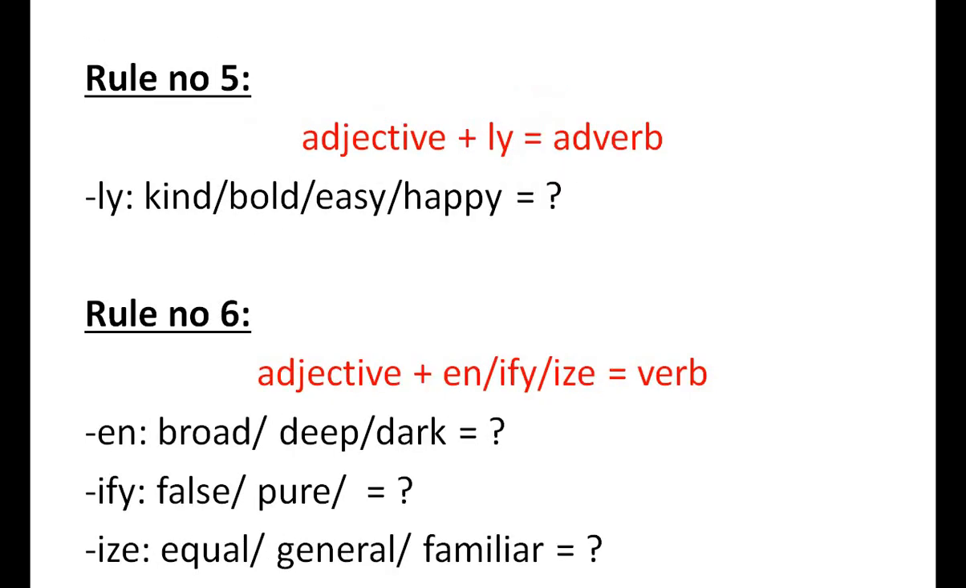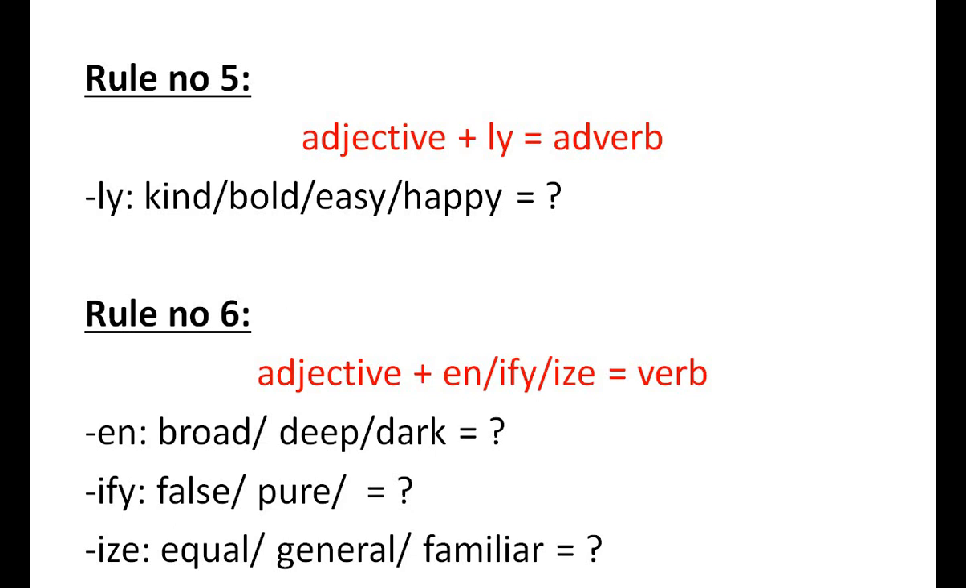So adjective plus ly is equal to adverb. If we add the ly suffix to the adjective, it becomes an adverb. For example, kind, bold, easy, and happy. I'll do it for you: kind, if we add ly, it becomes kindly. There's the word bold. If we add ly, it becomes boldly. There's the word easy. If we add ly, it becomes easily. Easy is an adjective, but with the addition of ly, it becomes an adverb. Happy is an adjective, and if we add ly, it becomes an adverb.